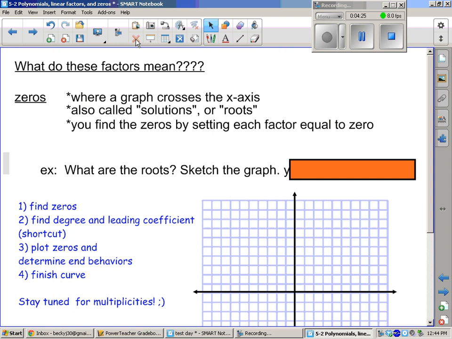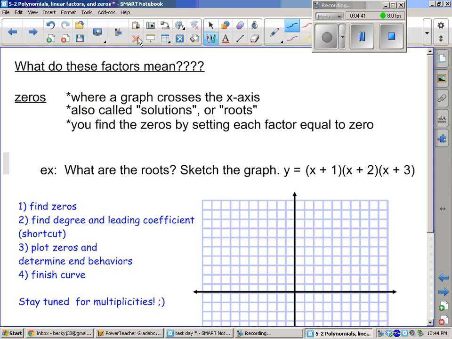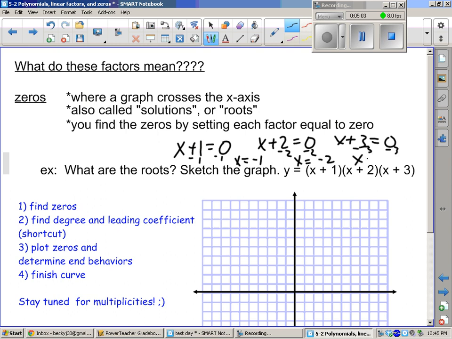So we find the zeros by setting each factor equal to 0. Remember, factors are in the parentheses. So let's figure out what the roots are. We've got x plus 1, x plus 2, and x plus 3. That's in factored form, because it's in parentheses. We're going to take each of these and set it equal to 0. x plus 1 equals 0, x plus 2 equals 0, and x plus 3 equals 0. Subtract 1, so I get x equals negative 1. Subtract 2, x equals negative 2. Subtract 3, x equals negative 3.